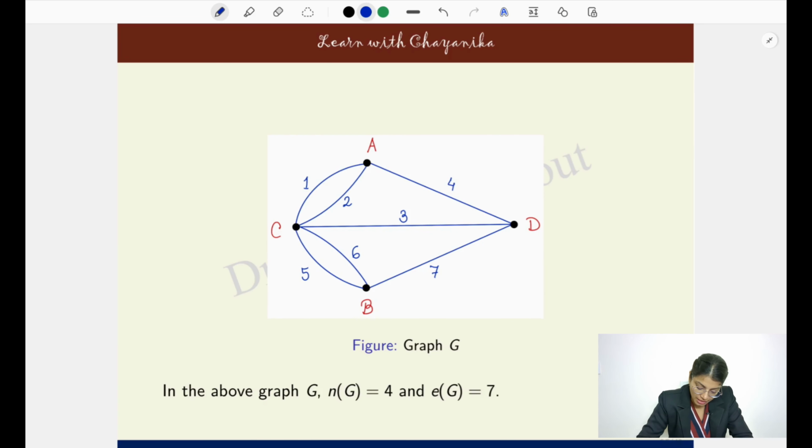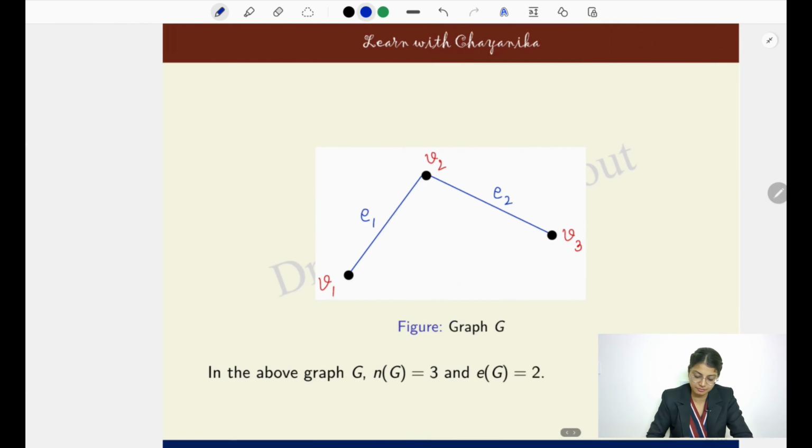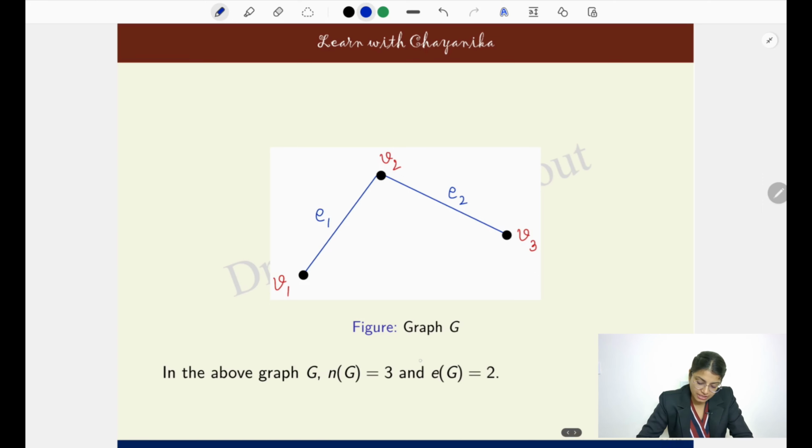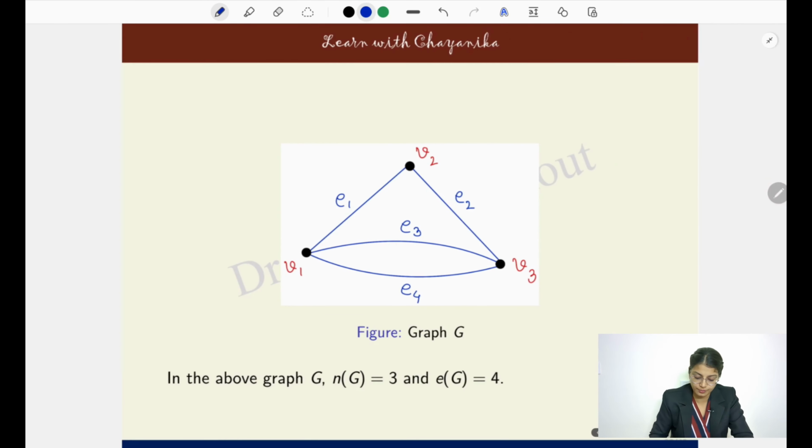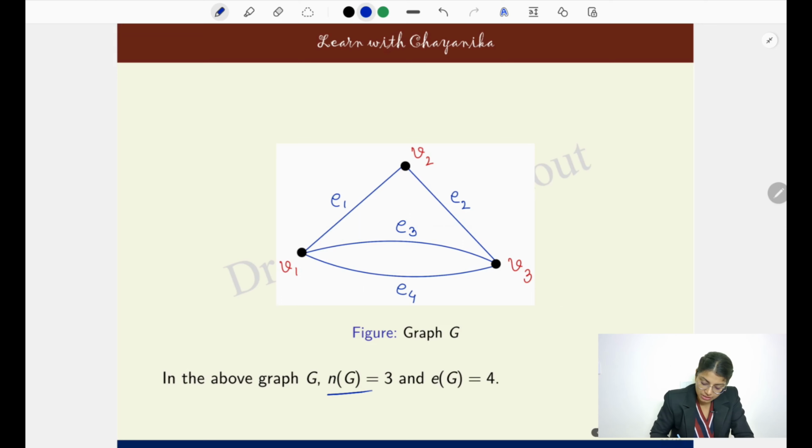So here in this graph we have order as 4, number of vertices, and the size of the graph, the number of edges. If we count 1, 2, 3, 4, 5, 6, 7 edges are there, so the size is 7. Here we have 3 vertices, so order is 3 and the size is 2 because we have 2 edges. Here we have 2 vertices, so order is 2. There are 2 edges because every loop is an edge, so the size of the graph is also 2. Here we have 3 vertices, so order is 3. We have 4 edges in total, makes the size 4.